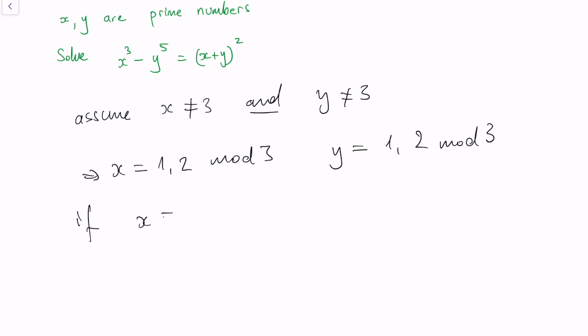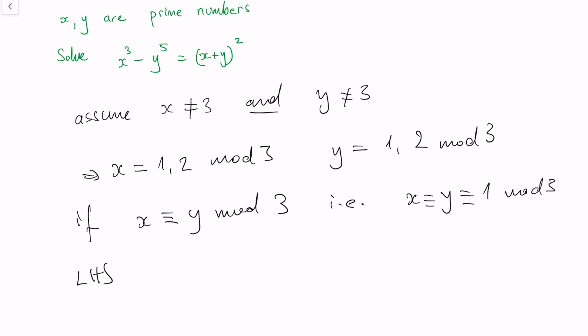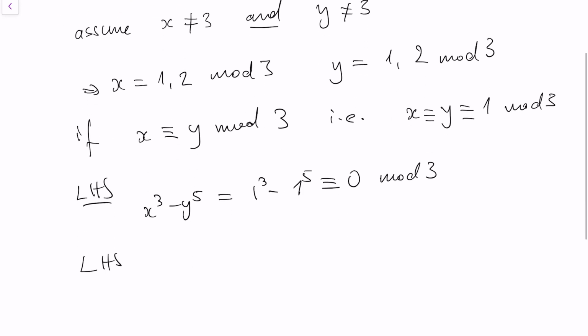If x is equal to y in mod 3, that is, let's say x is equal to y is equal to 1 in mod 3, that means the left-hand side would read x cubed minus y to the 5, which is equal to 1 cubed minus 1 to the 5, which is equal to 0 in mod 3, right? So in other words, the left-hand side is divisible by 3, right?